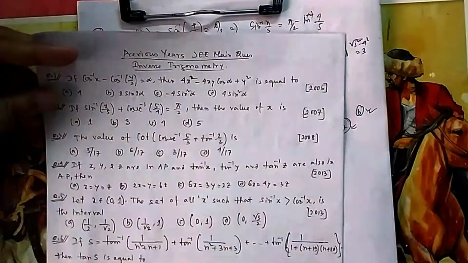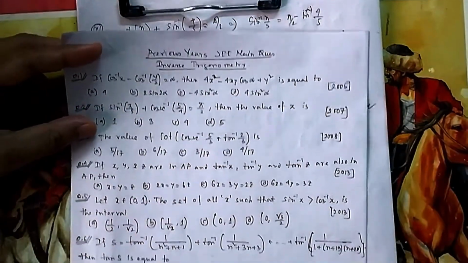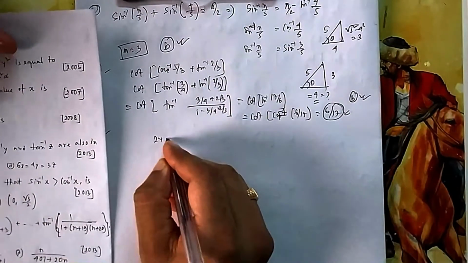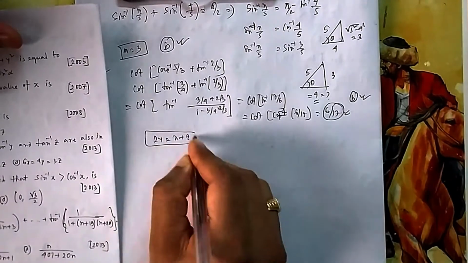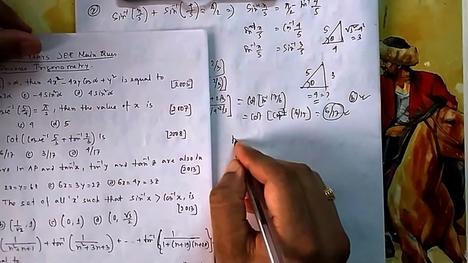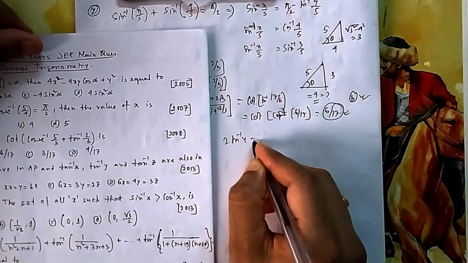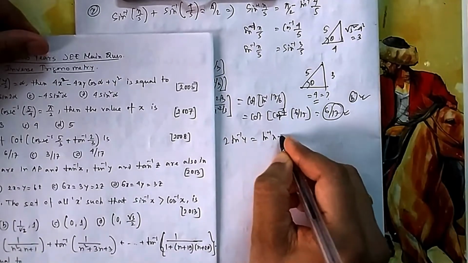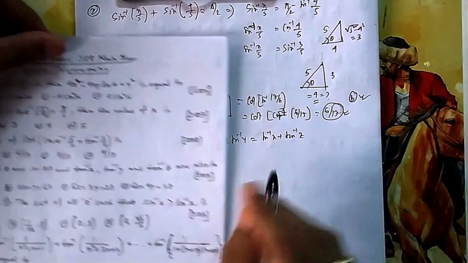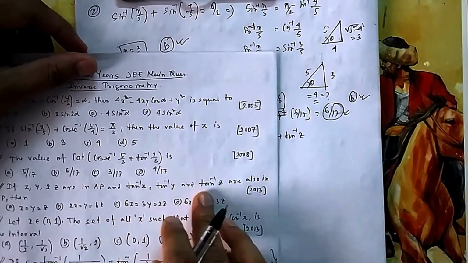Now if you come to question number 4, if x, y, z are in AP and these are also in AP, then. So if x, y, z are in AP, then you have 2y equal to x plus z. This one we know. This is given, and this is also given, tan inverse. So 2 tan inverse y is equal to tan inverse x plus tan inverse z. Because they are also in AP, twice of this one should be equal to the sum.